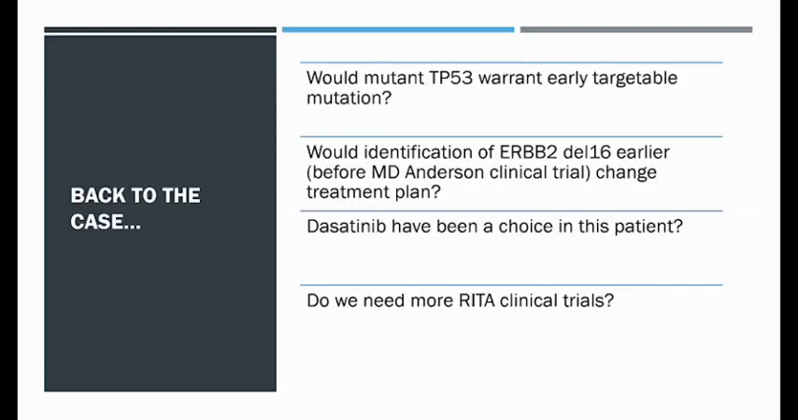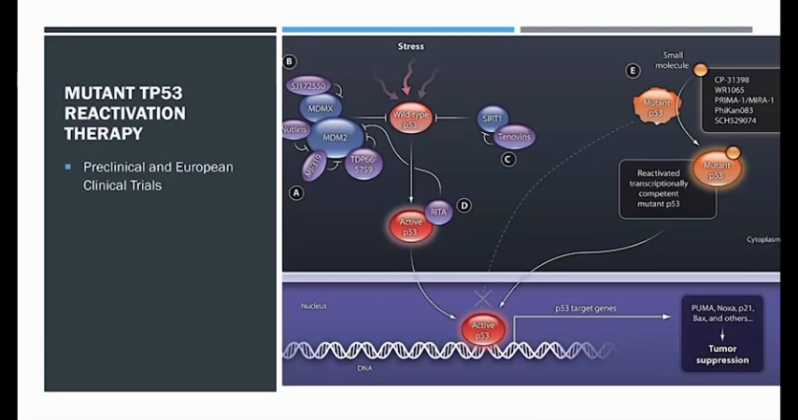So do we need more RETA clinical trials, which is actually this mutant TP53 reactivation therapy? There are preclinical trials here, and in Europe there are preclinical and clinical trials going on. These are small molecules called PRIMA and RITA, which bind to the mutant TP53 and bring about conformational changes that reactivate the tetrameric DNA binding function of the TP53 and stabilize the TP53. And then all the gain of function properties that the TP53 mutant picks up are lost, and this mutant can also be sequestered for ubiquitination and deletion. So all these functions can be restored, and the wild type can also go on to do its own function with this RITA and PRIMA therapy.